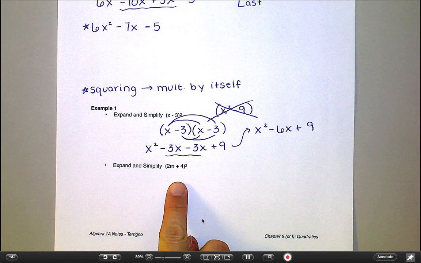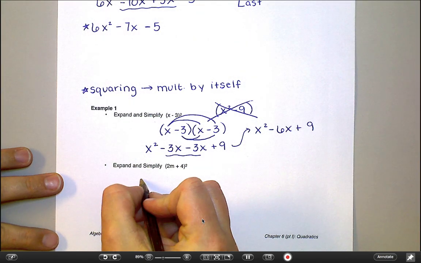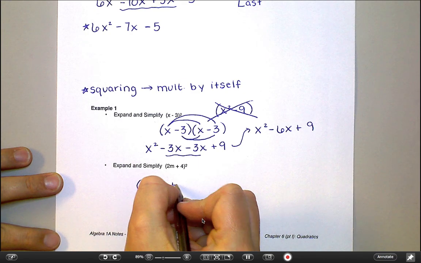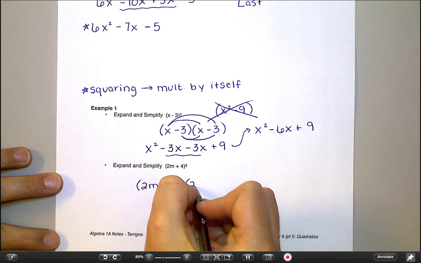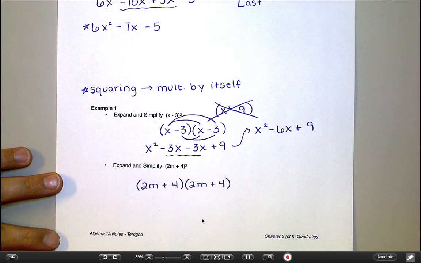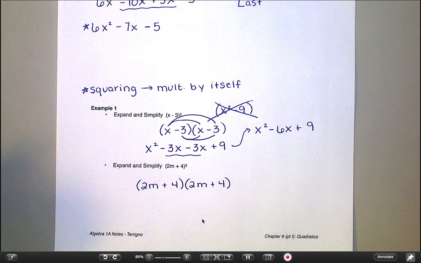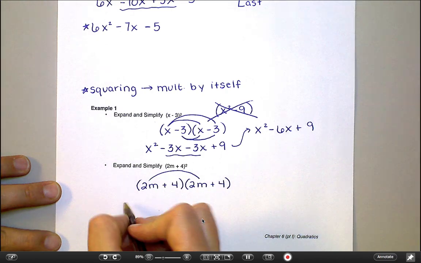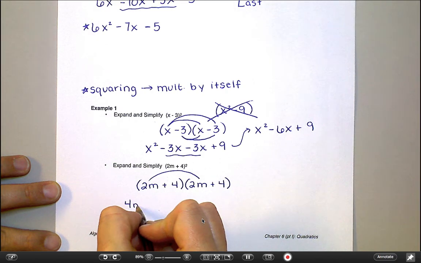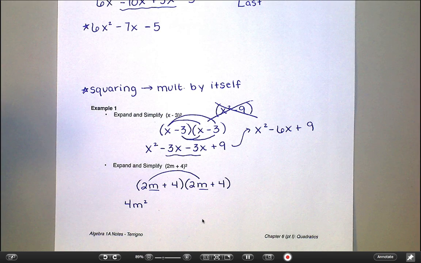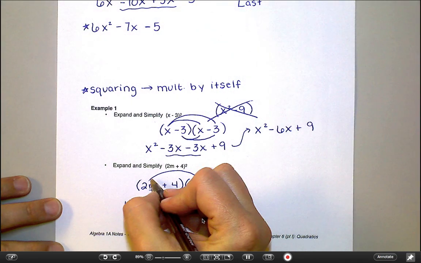So now let's try this next one. 2m plus 4 squared means 2m plus 4 times 2m plus 4. Okay, you have to write it out twice. There's not a shortcut here. You have to write it out twice. 2m times 2m is 4m squared. So anytime you're doing a variable times a variable, you're going to end up with a square, right? m times m gives you m squared here.